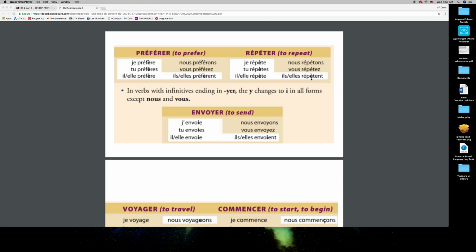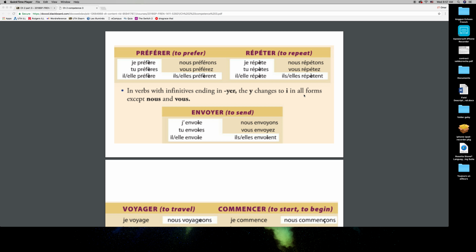However, there are some verbs that have some irregularities, especially with accents. So accents in French, some of them are used to mark a change in pronunciation, especially with the letter E. E is the most used vowel in the French language, and it has many different sounds.